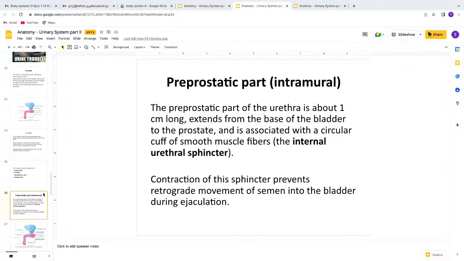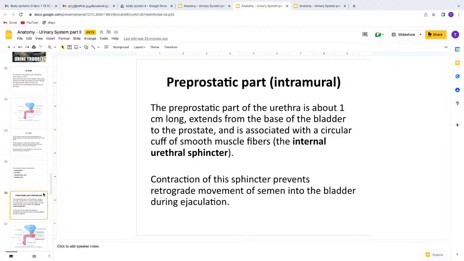So the pre-prostatic part is called the intramural part. It's about 1 centimeter long, and it extends right from the base of the bladder to the prostate. It is associated with a circular cuff of smooth muscle fibers, and these are called the internal urethral sphincter. Contraction of the sphincter prevents retrograde movement of the semen into the bladder during ejaculation.